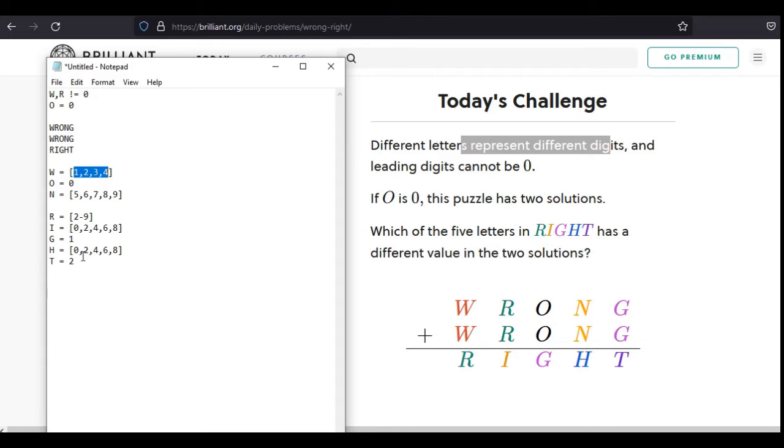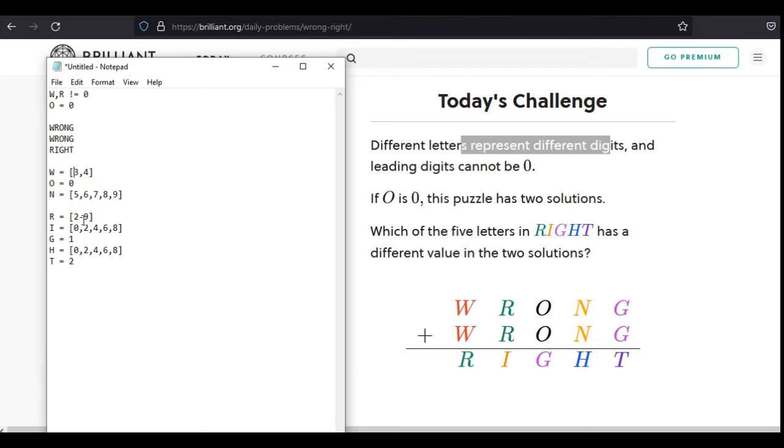But it is not 2. Guess why? Because T is already 2. And it is not 1 because G is already 1. So it is either 3 or 4, since different letters represent different digits. W is 3 or 4.